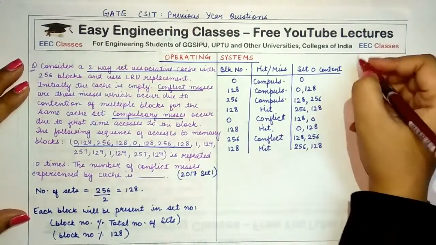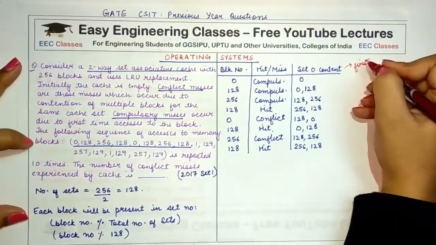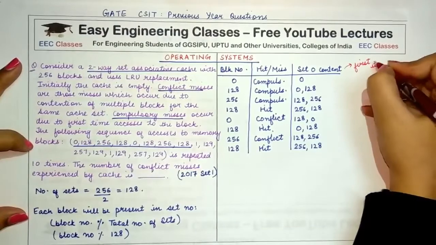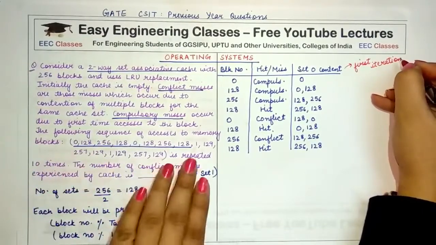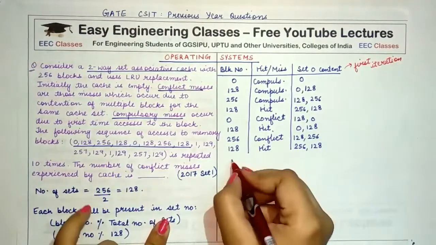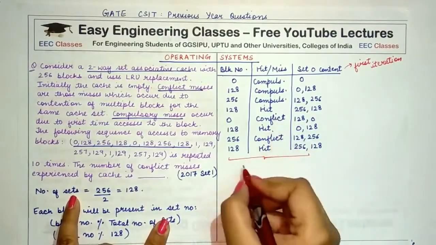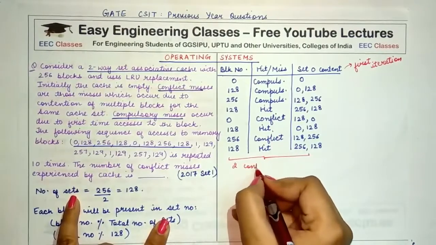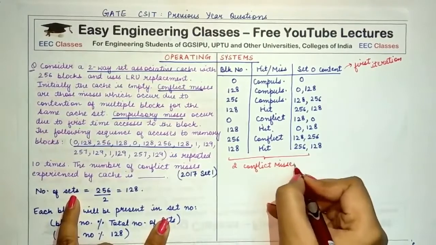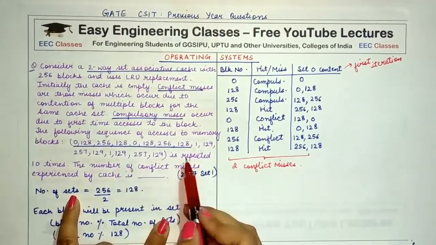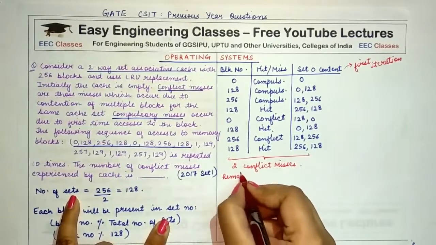This was the first iteration. Remember, there are 10 iterations done in the same way. This was the first iteration for almost half of the entries, and for these half of the entries, you can see there are 2 conflict misses. You can calculate for the remaining half of the entries also, and there would be 2 conflict misses.